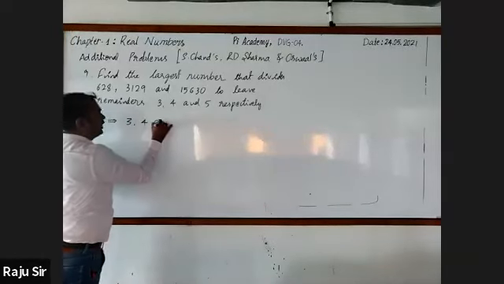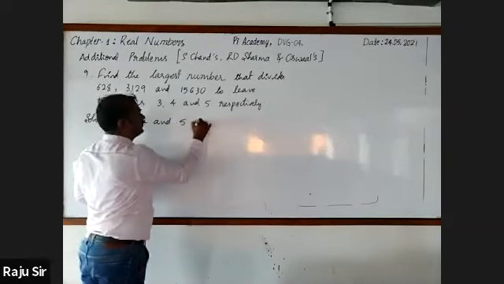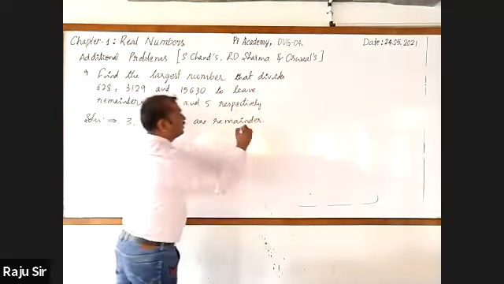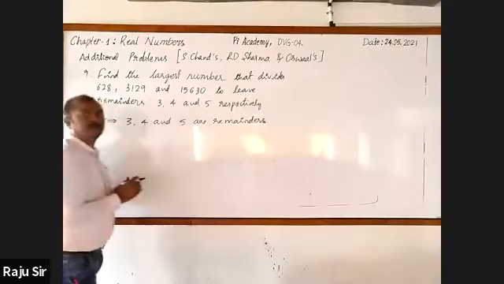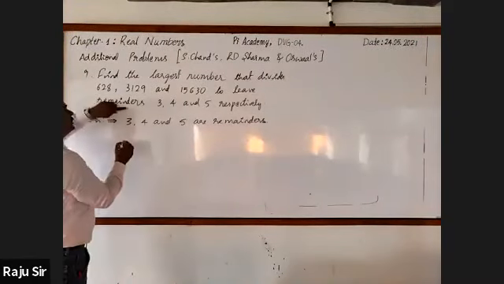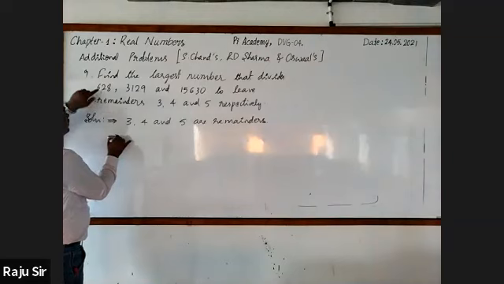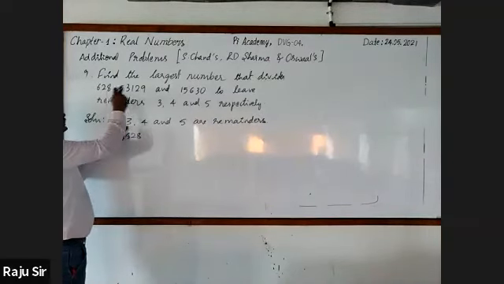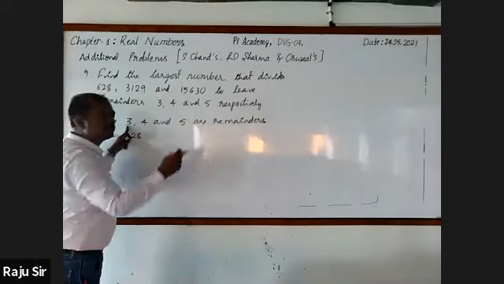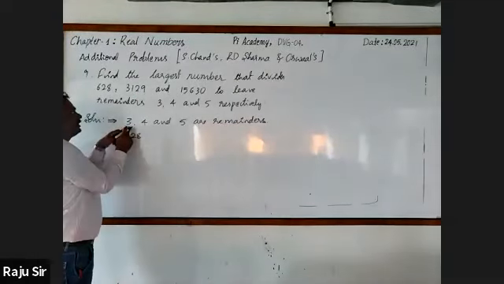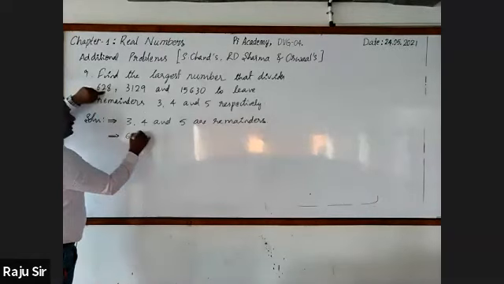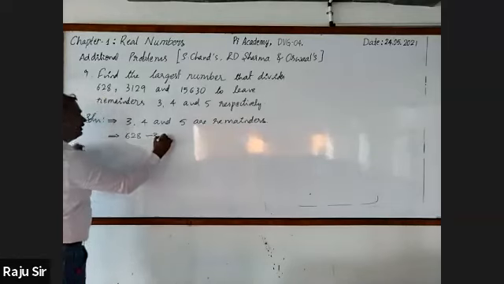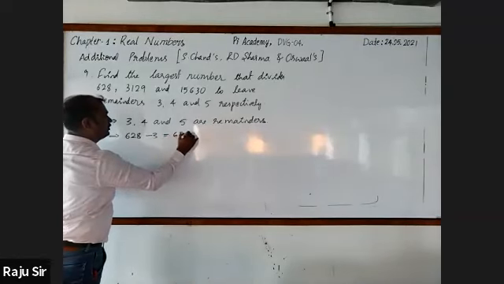3, 4 and 5 are remainders. Just write only this much. Next step. When you divide 628 from the number which is going to be found out, you get 3 as the remainder. Hence, 3 will be extra in that. Therefore, subtract 628 minus 3, it is 625.